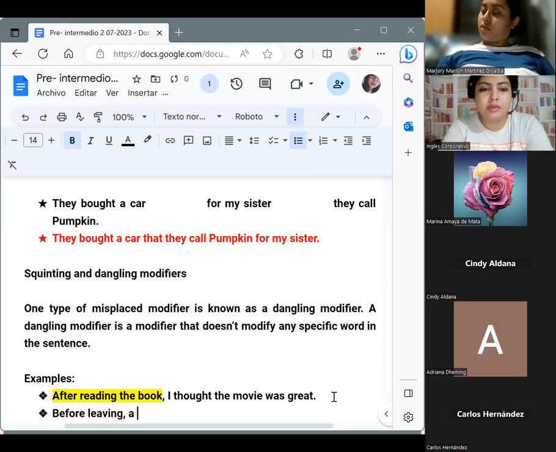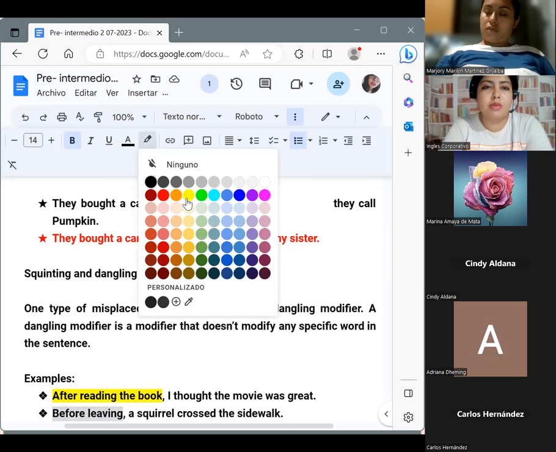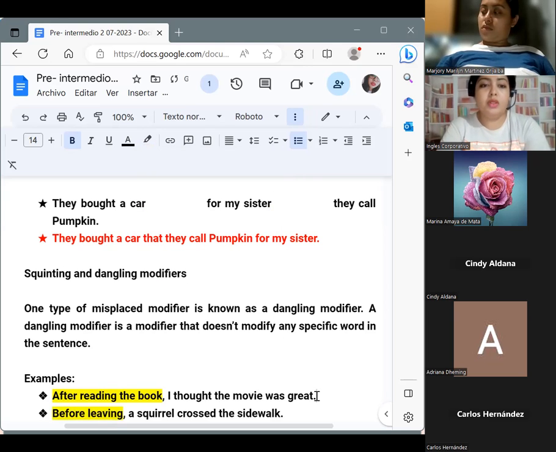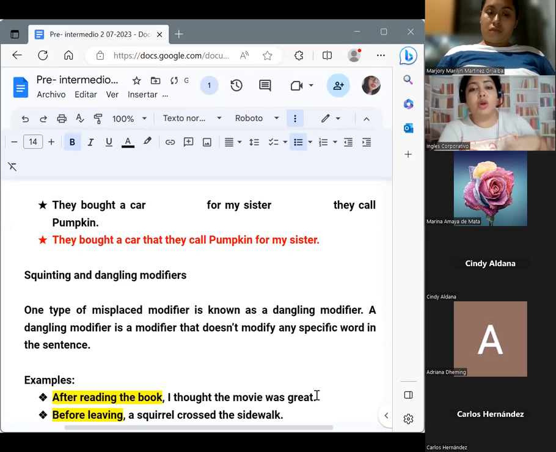A squirrel cross the sidewalk. Here, before leaving, antes de irme, porque aquí estamos hablando de nosotros mismos. Una ardilla cruzó la calle.